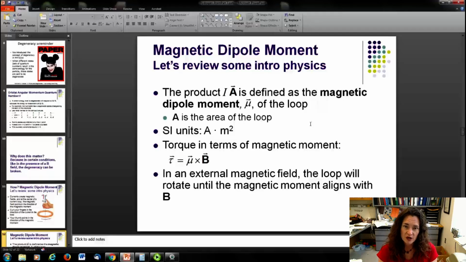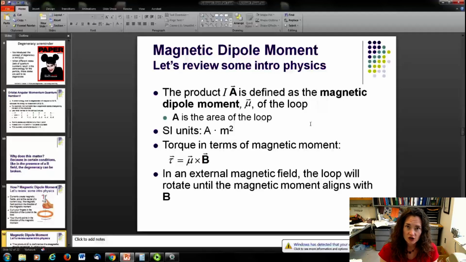But what's important about the magnetic dipole moment is that in the presence of an external magnetic field, in other words, not one generated by the loop, but another one, maybe a bigger one, it acts like a little bar magnet. In the presence of an external magnetic field, your magnetic dipole moment will rotate to be aligned with that external magnetic field. It causes a torque, in other words, on the current loop.